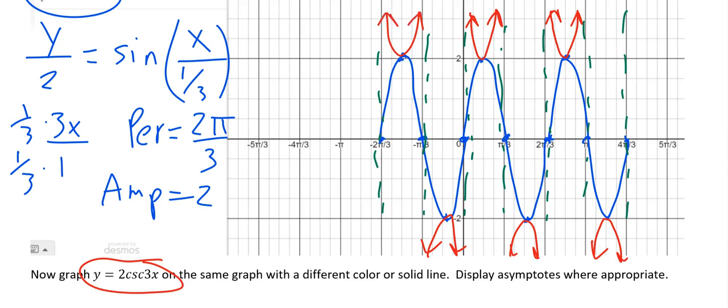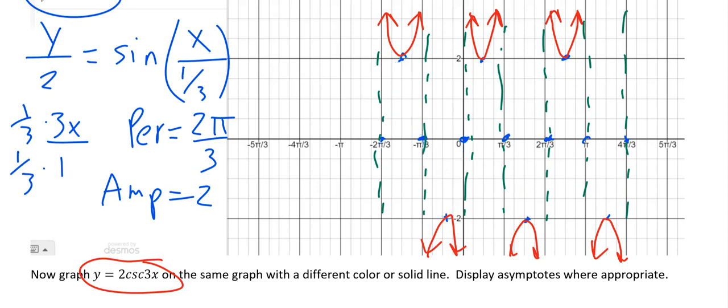Because you're taking the reciprocal of every single one of those values. And when we do the reciprocal, we end up with these different shapes. So the original shapes, the blue ones, are not there, but I used the original sine function to help me draw the cosecant function.